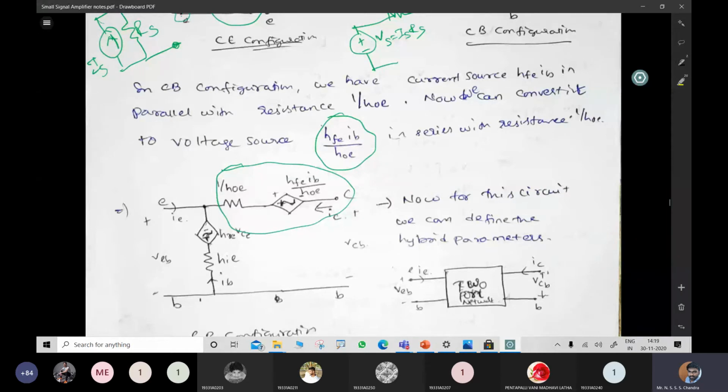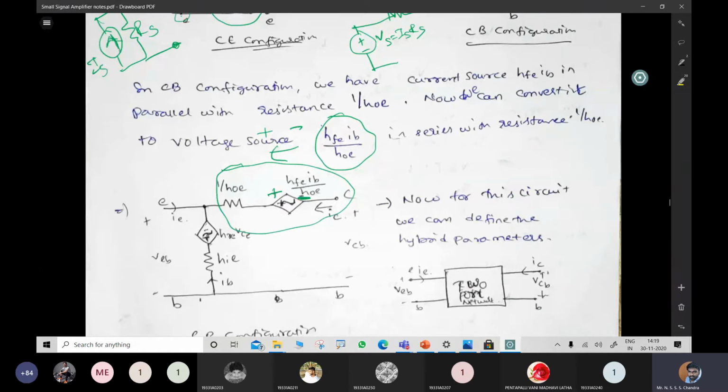And coming to the polarities, if the arrow mark is headed towards a terminal, we will write the positive symbol there, and the other one will be the minus symbol. Because the current is in this direction, this will be the plus terminal and this will be the minus terminal.